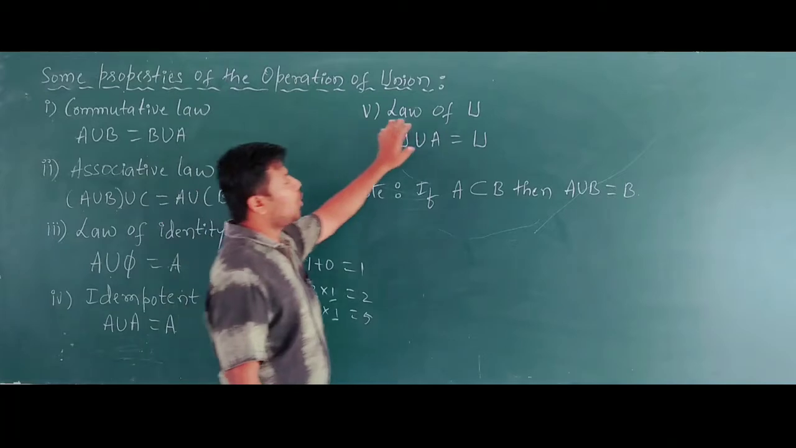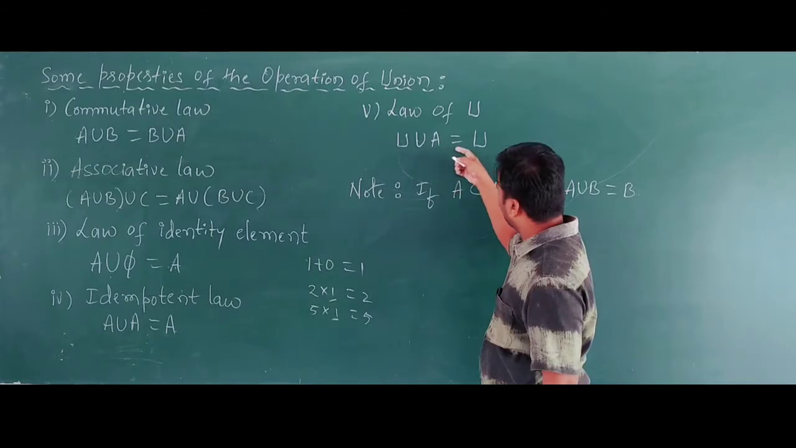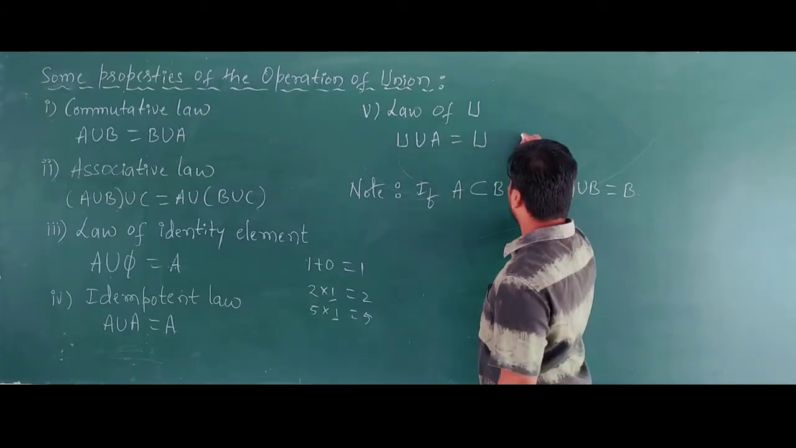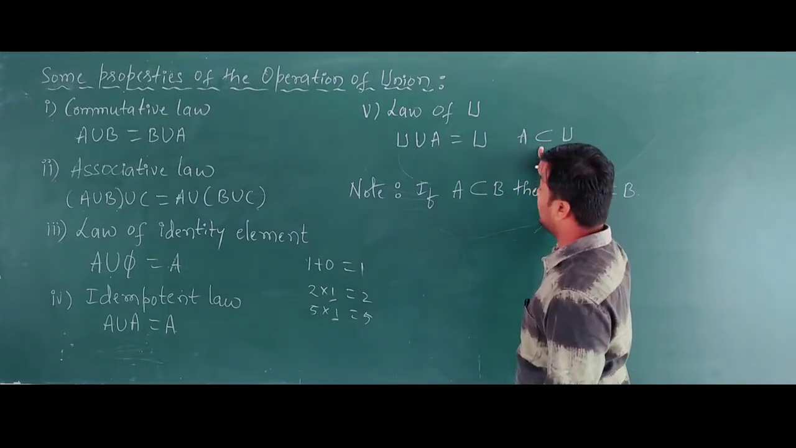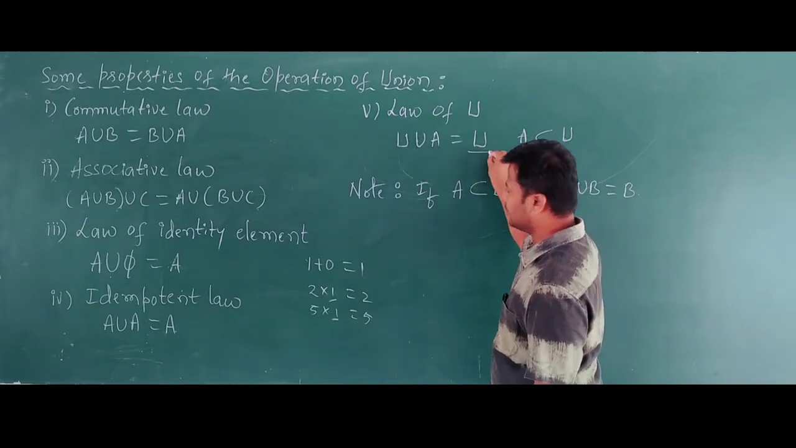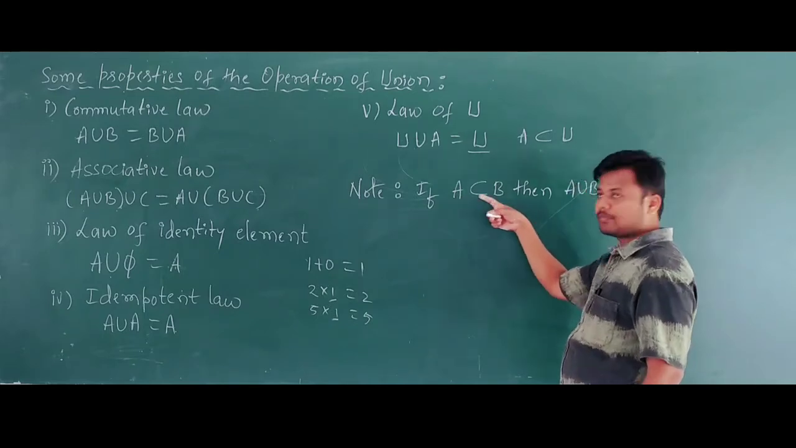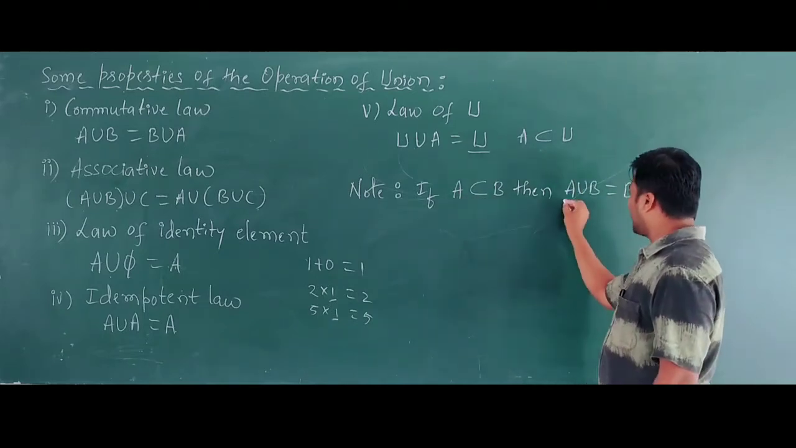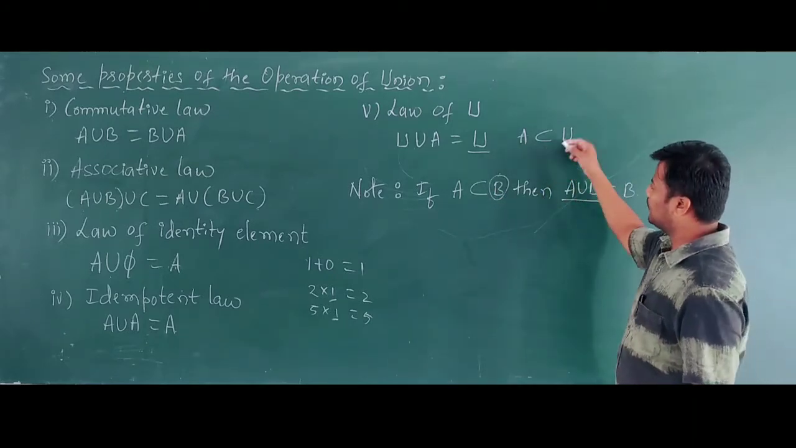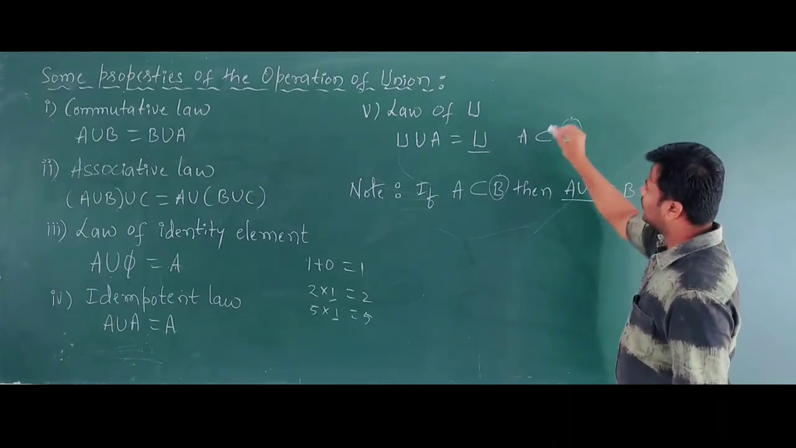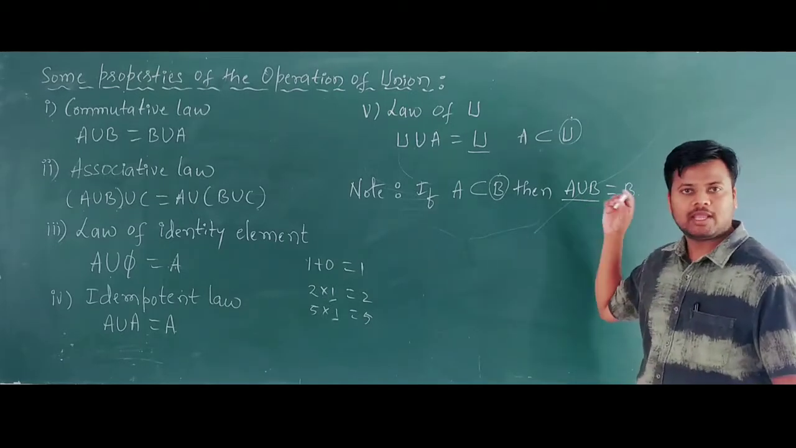Then last one, law of inverse: U union A equals U only, because here A is a subset of U. That's why when we take the union, you get U only. Note this: if A is a subset of B, then A union B is that bigger set only. Again, A is a subset of U, so A union U is U. Clear? So note down these properties; we use them in solving examples.